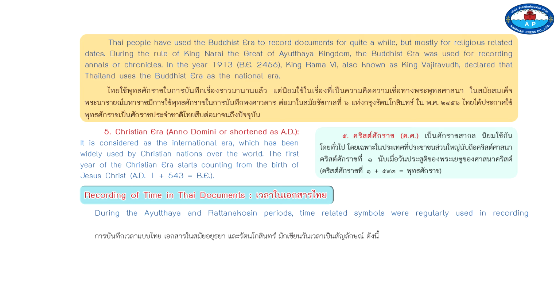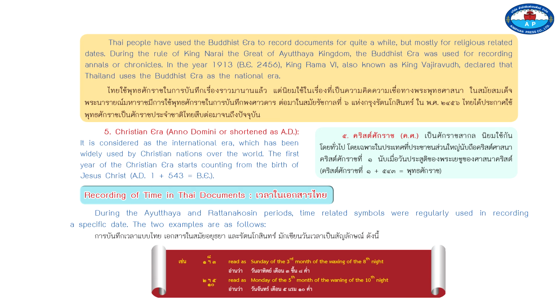Recording of time in Thai documents. During the Ayutthaya and Ratanakosin periods, time-related symbols were regularly used in recording a specific date. The two examples are as follows. Read as Sunday of the 3rd month of the waxing of the 8th night. Read as Monday of the 5th month of the waning of the 10th night.